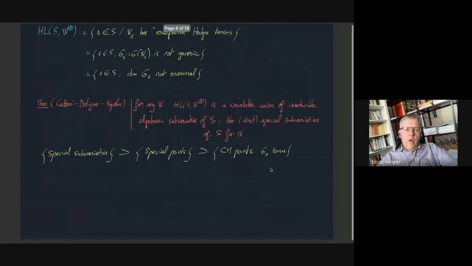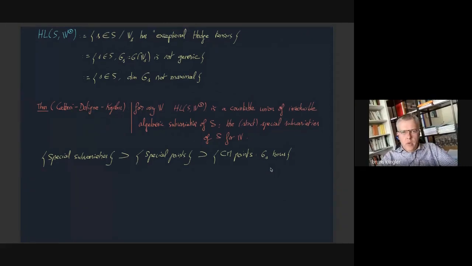All right, so now what is the Hodge locus of such a variation? Well, this is exactly what I said. You look at the set of points in S where the fiber has exceptional Hodge tensors.